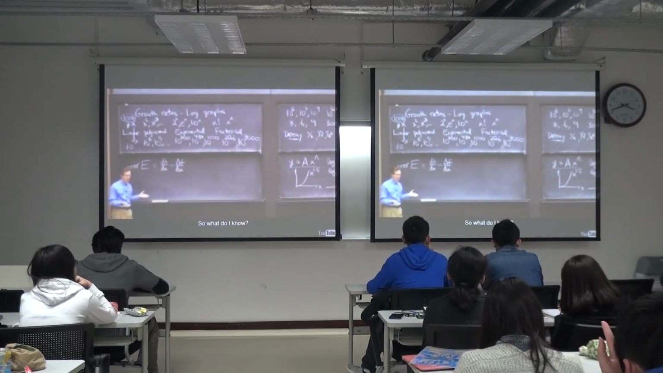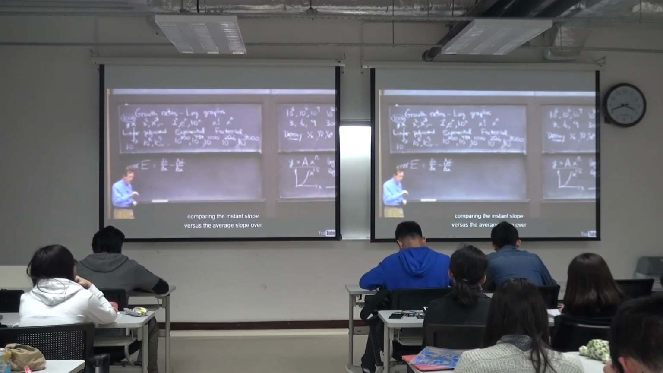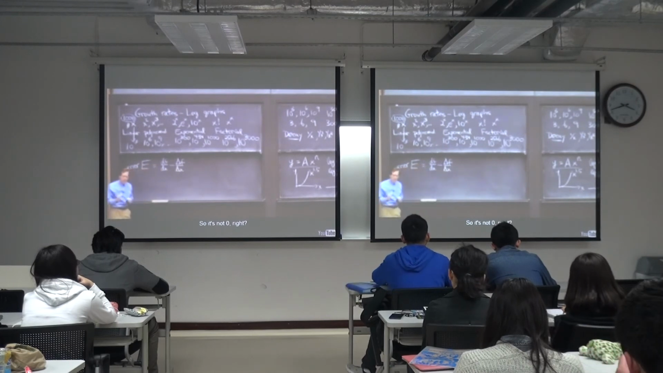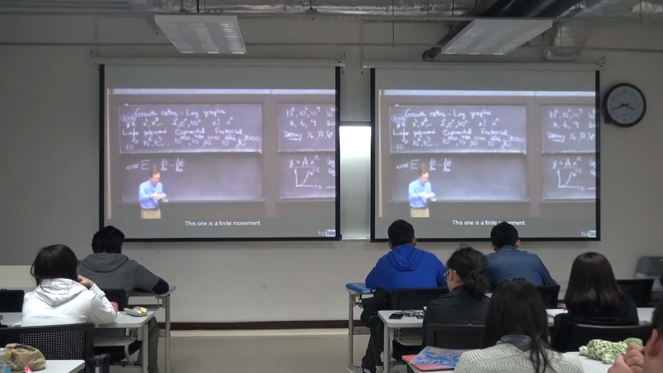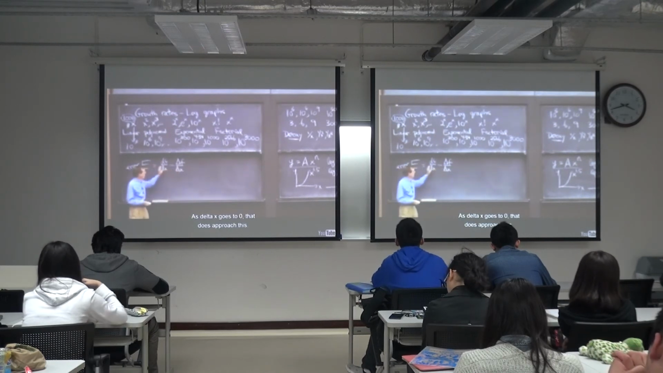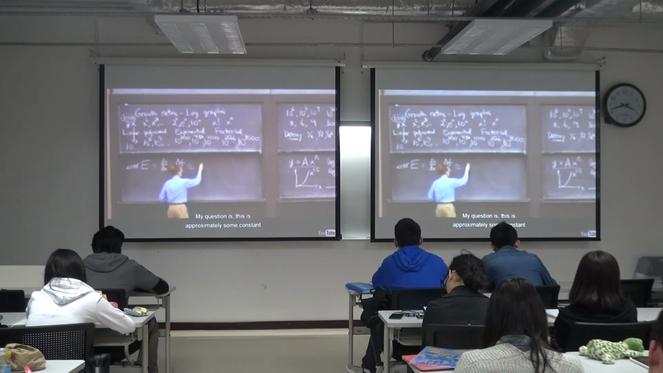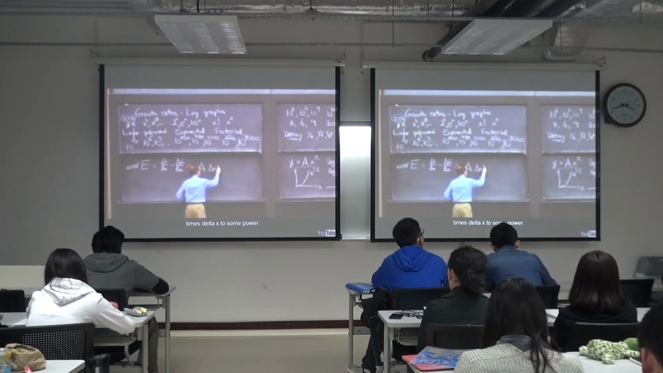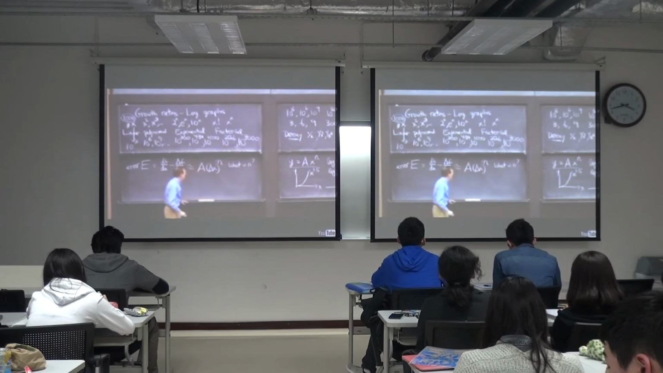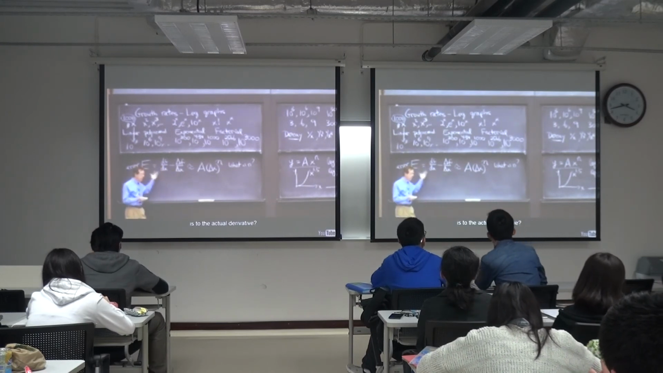So what do I know? I know that as this is a function of delta x, I'm comparing the instant slope versus the average slope over a distance delta x. Now, it's not zero, right? A finite movement, delta x, produces a finite movement, delta f. As delta x goes to zero, that does approach this. So here's my question. This is approximately some constant times delta x to some power. And my question is, what is n? How close? What's a rough estimate of how near the delta f over delta x is to the actual derivative?